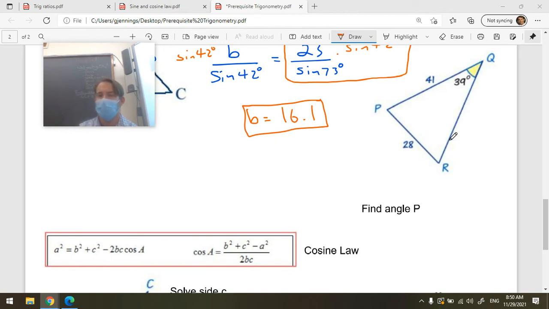So I can't calculate this unknown side length, but I can still find this angle P if I find angle R first. So let's label our angles. This is angle R, and this is what we're desiring, angle P. Okay, so we'll call that X. Well, no, we don't need to call it X.